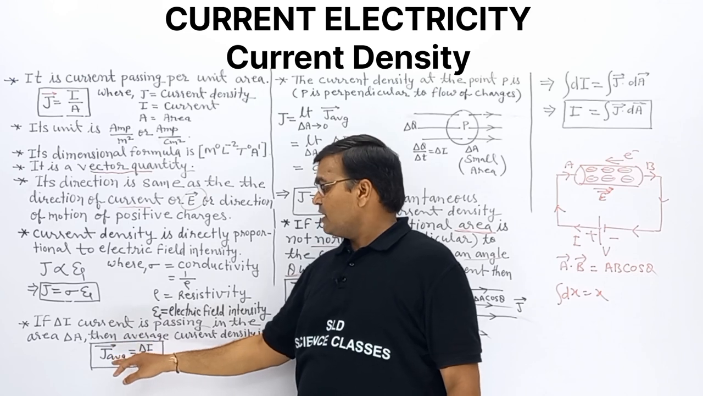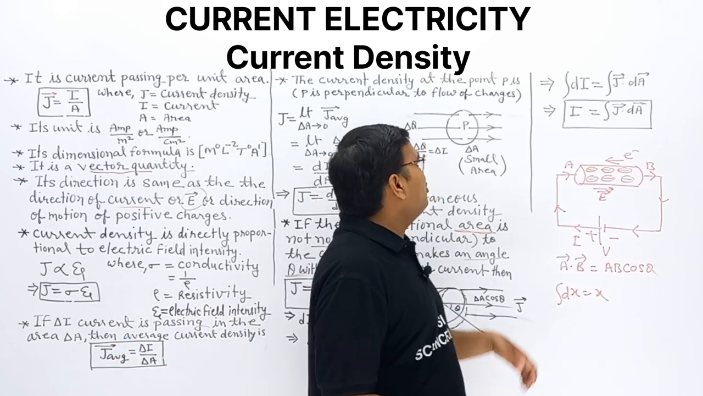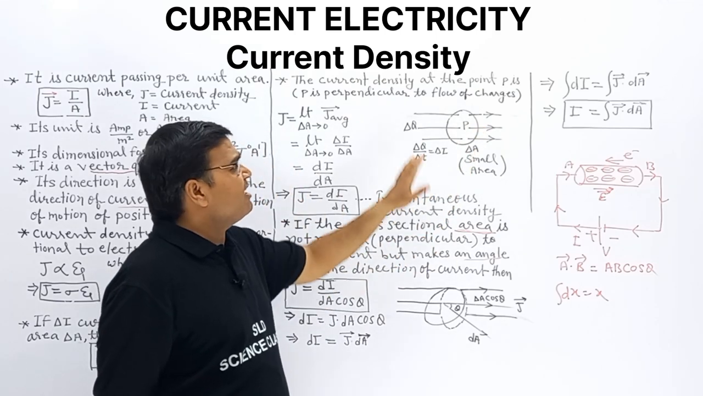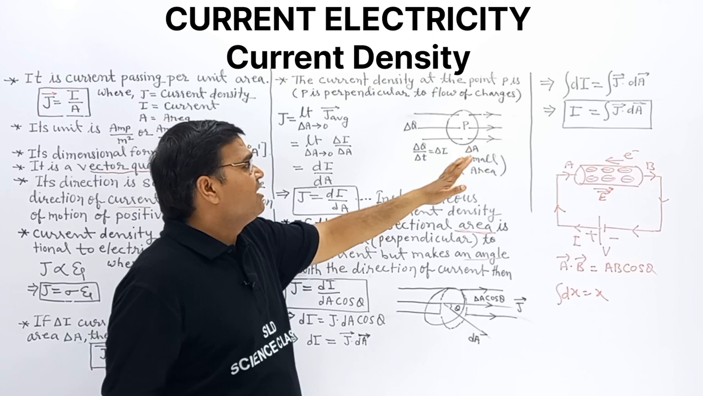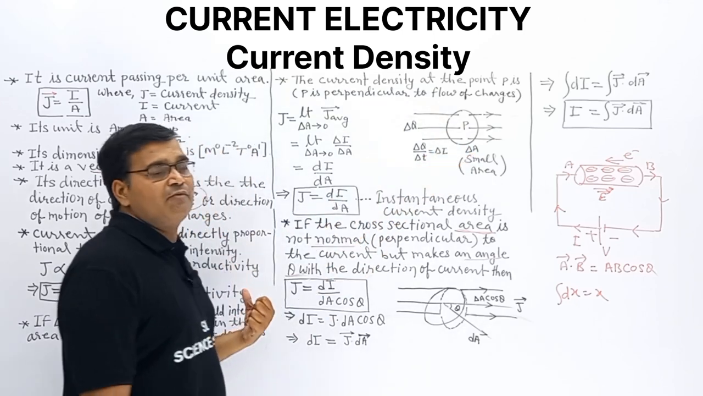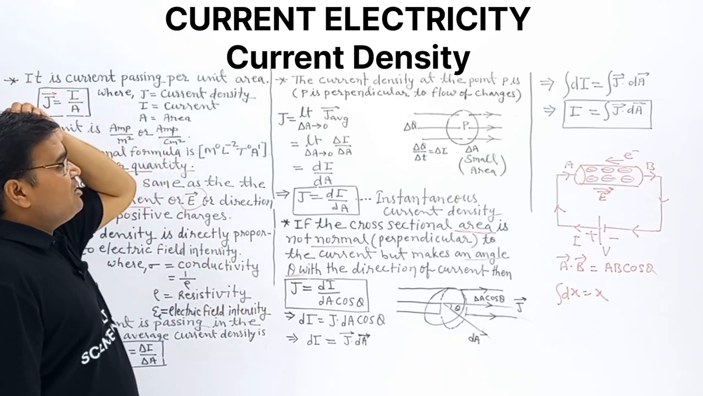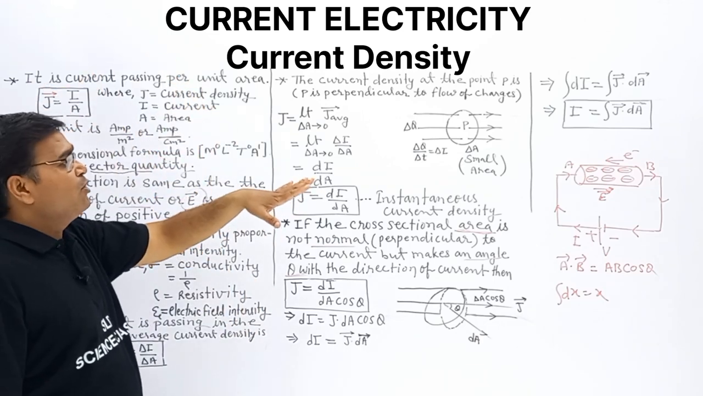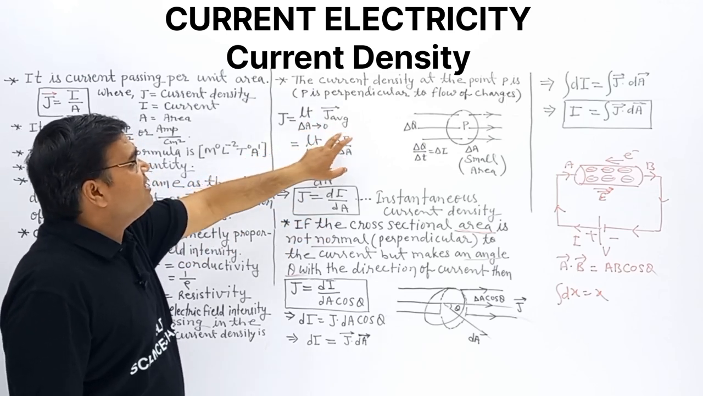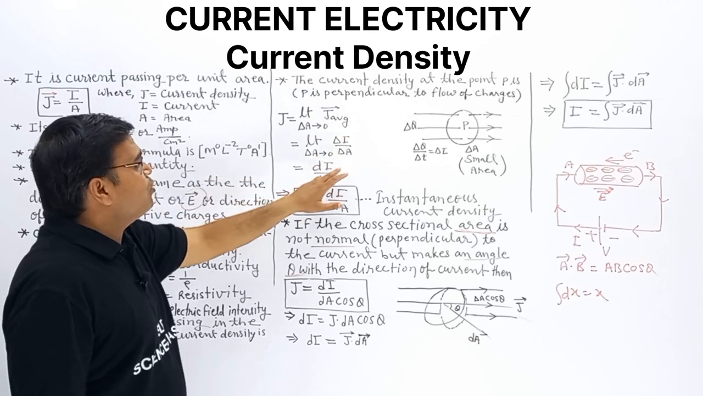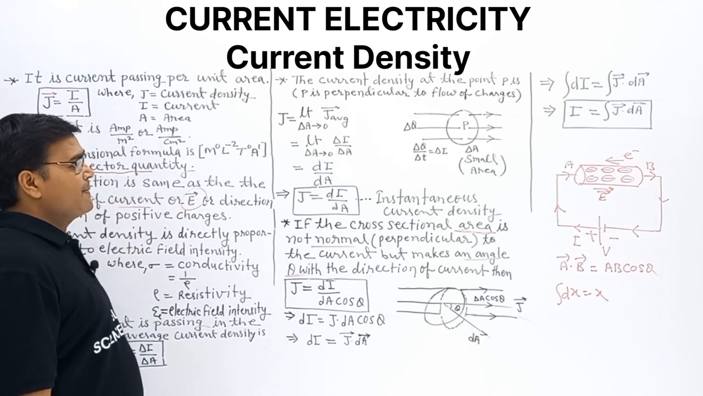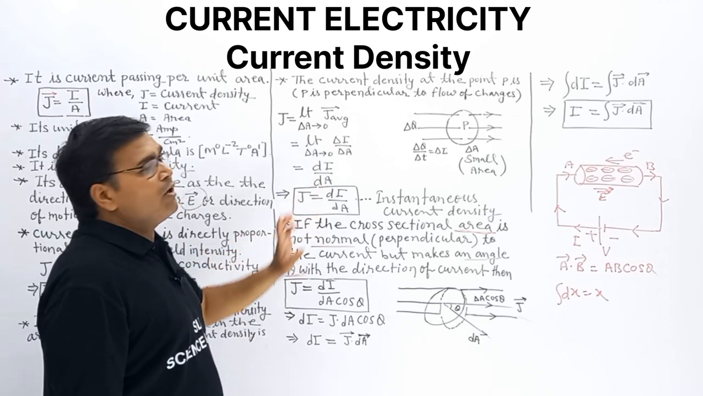Now what will the average current density be? If we have a small area delta A in which delta Q charge is flowing, it means current delta I. Then the ratio delta I upon delta A is the average current density. Once we obtain the average current density, the current density at a point on a surface is the limit of the average current density, and we get dI by dA. This is the current and this is the area.